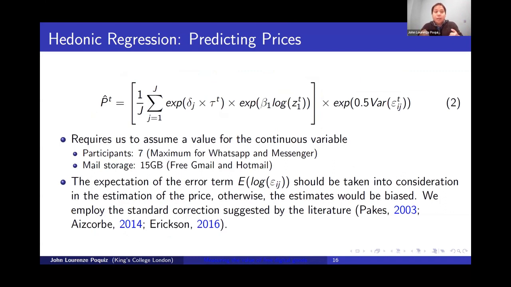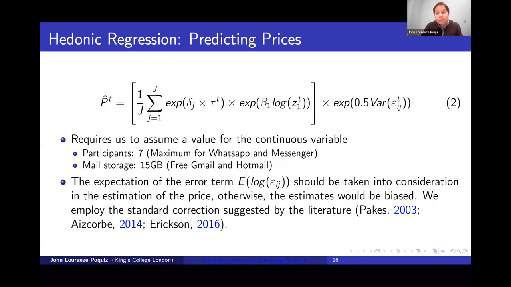So as I mentioned before, the way we imputed prices is that we just set to 0 the value of all the components that we shouldn't be able to find in the free version. However, we have some characteristics that we cannot set to 0, for example, the number of participants for WhatsApp and video conferencing, and mail storage for email. So we have to make assumptions.